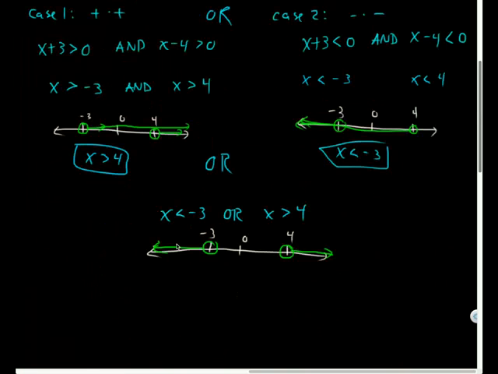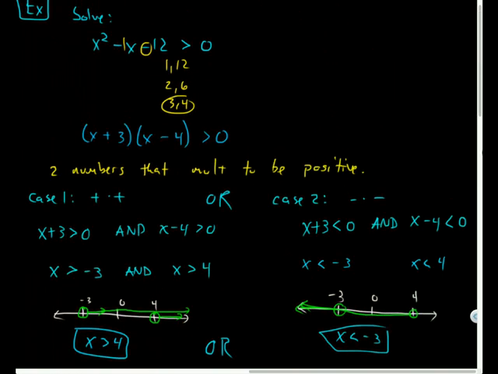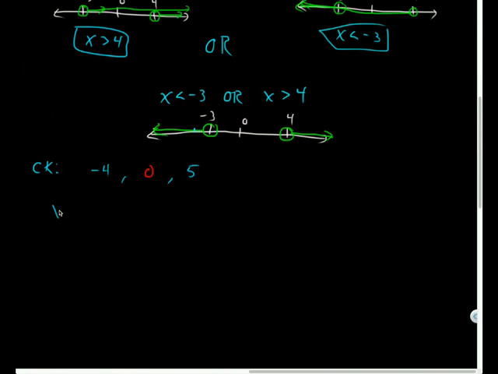And to verify, I could actually even pick a point from each of these locations to try it. So if I was to do a check, I would try -4, something in the shaded region. I would probably try 0, something between these two. I would expect 0 not to work. I might even write 0 in red just to indicate that. And I would try something like 5, something in that shaded region. And all of those should work. X squared minus x minus 12 was the original expression, greater than 0. Let's just do a quick check.